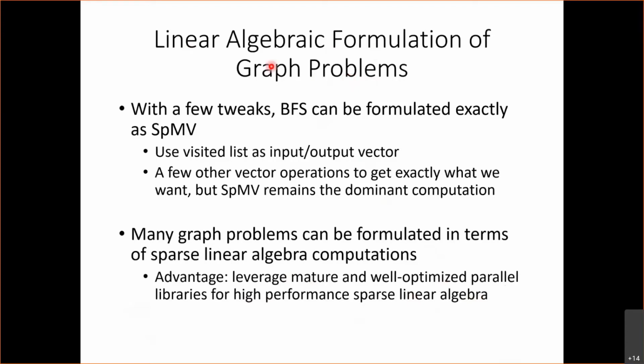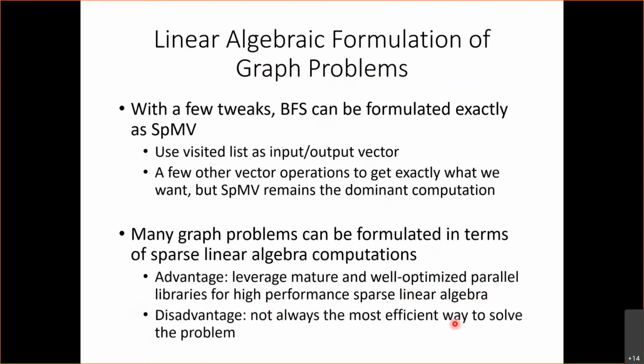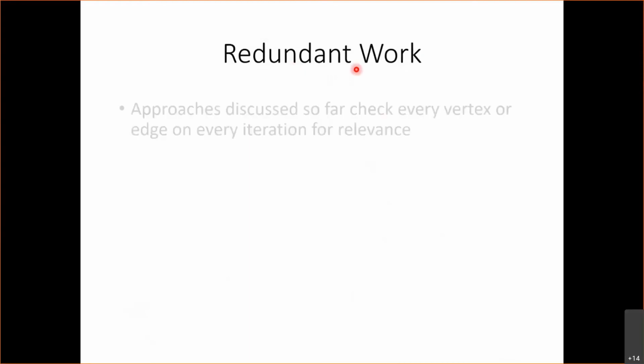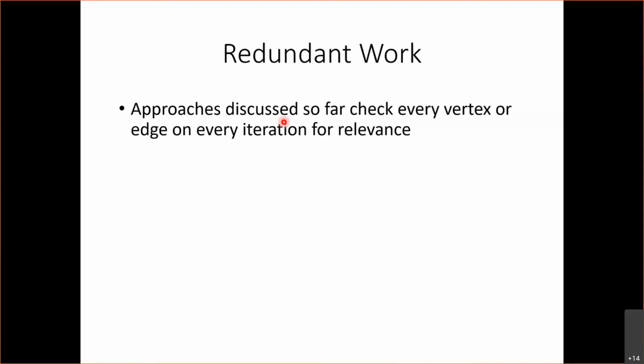Now, the disadvantage of this approach is that it's not always the most efficient way to solve a graph problem. And this brings me to a topic that you have been mentioning throughout the lecture, which is redundant work. The approaches we've discussed so far check every vertex or edge on every iteration. The vertex-centric approach launches a thread for every vertex on every iteration. The edge-centric approach launches a thread for every edge on every iteration, to see whether they are relevant for that iteration or not.